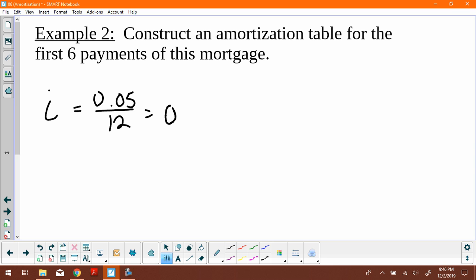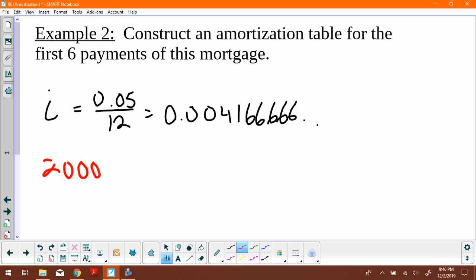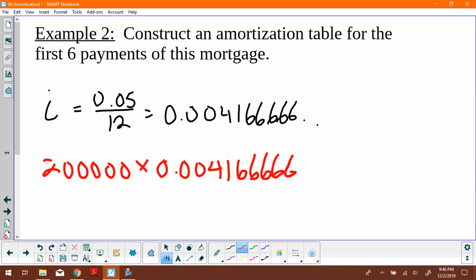Okay, and we get 0.004166666, and so on. So let's figure out what the interest was on that first month. I take the current balance, which is 200,000, and I multiply it by that lovely decimal I just got, 0.0416666, and so on.